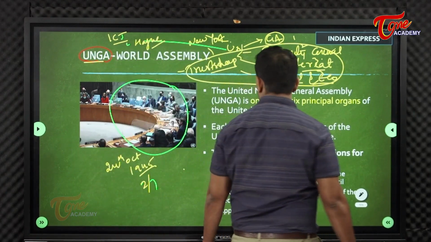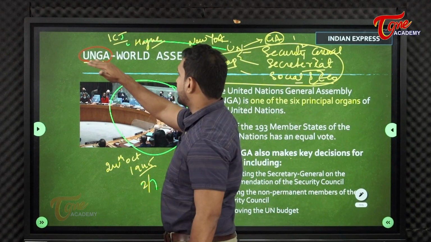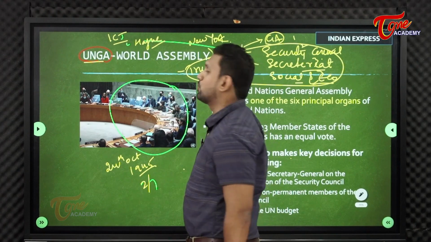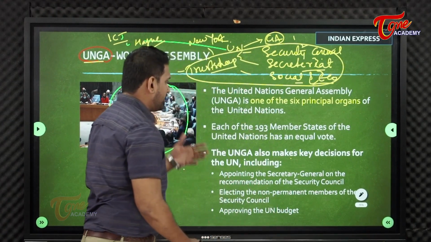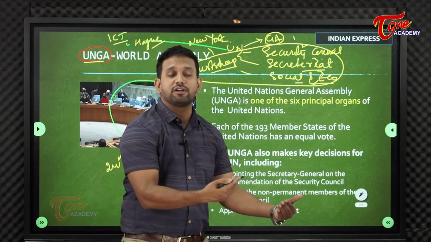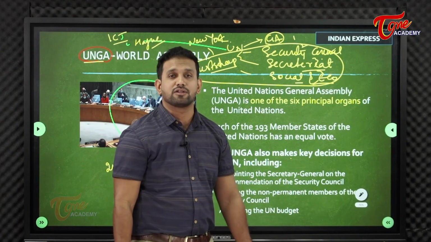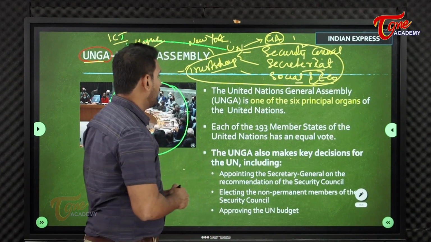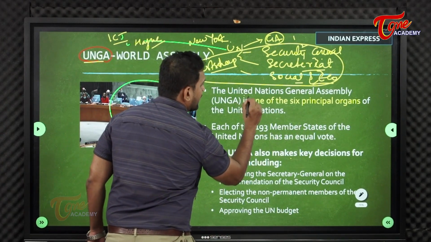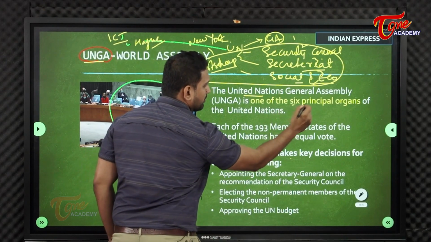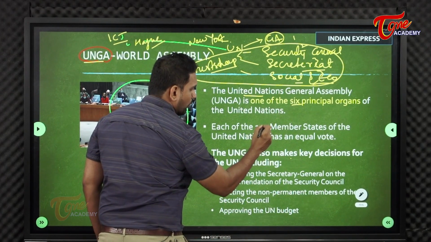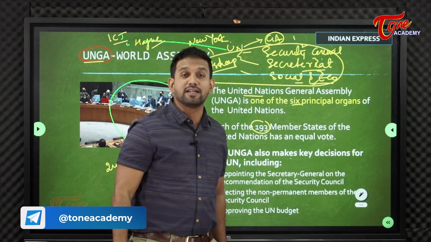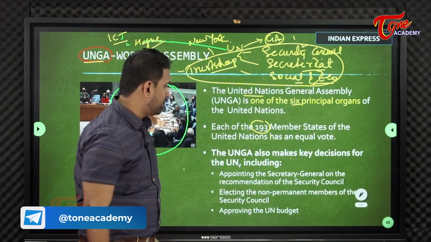Okay, fine. So I have told you what is UNGA. UNGA is generally a World Assembly, World Parliament also you can say. Fine, it is in the news. Why? Because you know that Russia is invading Ukraine, so there was a resolution against Russia to stop all its military operations in Ukraine. The United Nations General Assembly is one of the 6 principal organs I have told you. 193 countries are members of the United Nations.